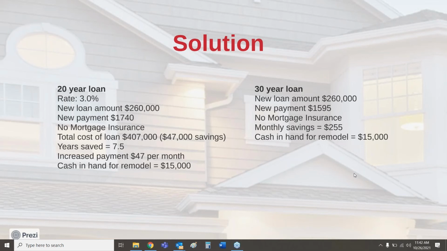In this situation, they looked at everything and we were able to check more boxes off with the 20-year loan than the 30-year loan. So that was the option that we went with.